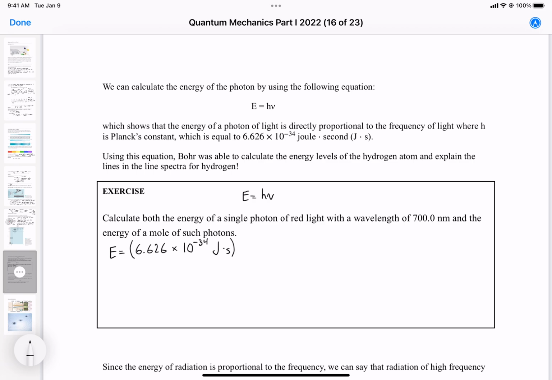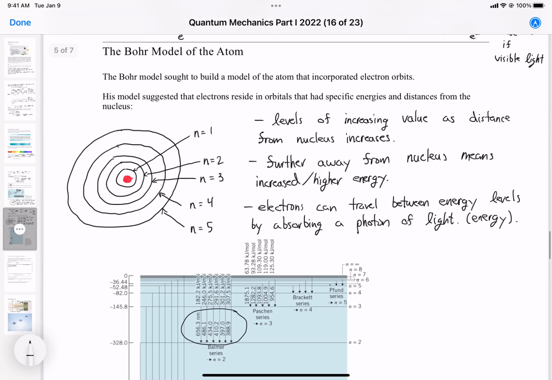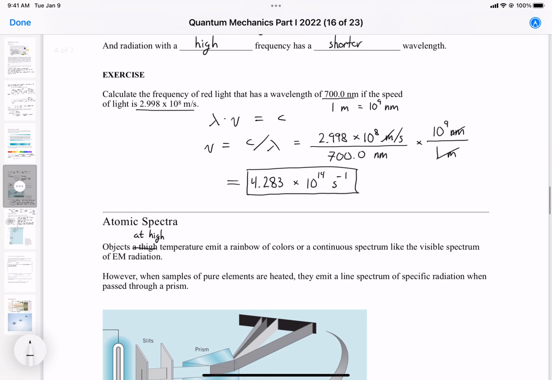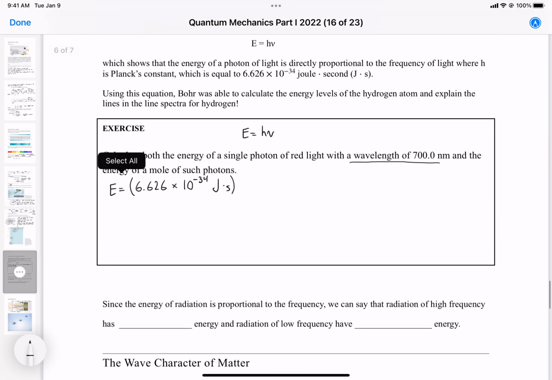And then we need to calculate the frequency. We calculated the frequency in the previous problem, so let's go back to our problem here. We saw that the frequency for 700 nanometers is 4.283 times 10 to the 14th. Let's copy that value here into our equation: 4.283 times 10 to the 14th.